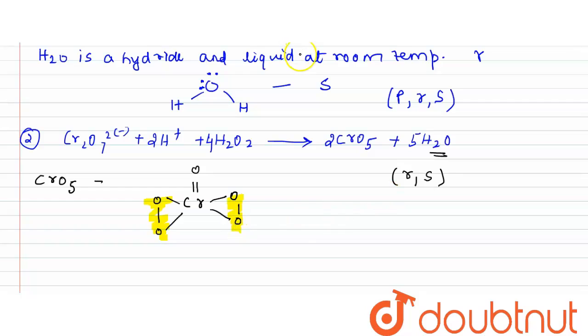So you will select yes, the Q option is also true. So your final answer will be Q comma R comma S for second, right? Because you have peroxide linkages in CrO5.